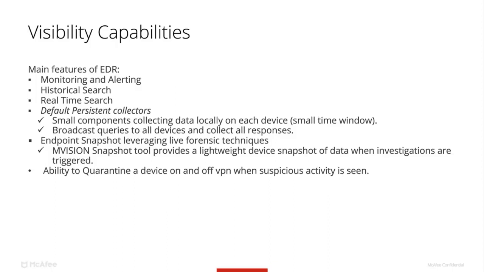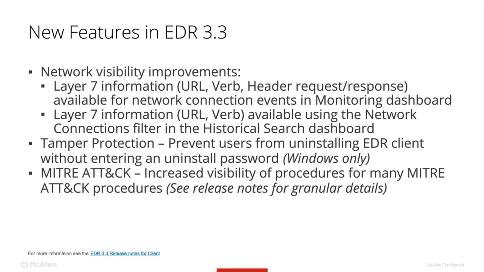So now we're going to talk about the new features in the EDR 3.3 client that was released in early December. In the monitoring dashboard, we've added some more network connection event details under the process activity pane. We've given you more network information related to layer 7, whether it be a URL, the header request, or the header response of these network connections. We've also added the URL and verb to the historical search dashboard for the network connections.